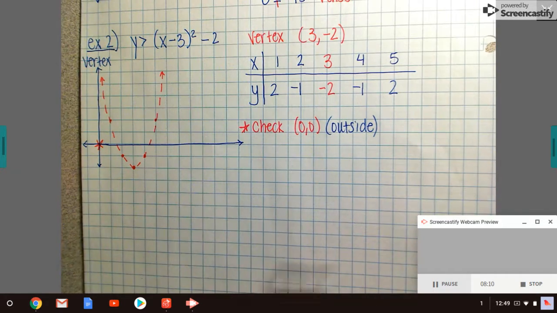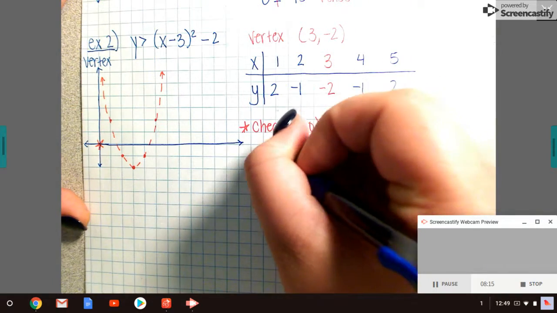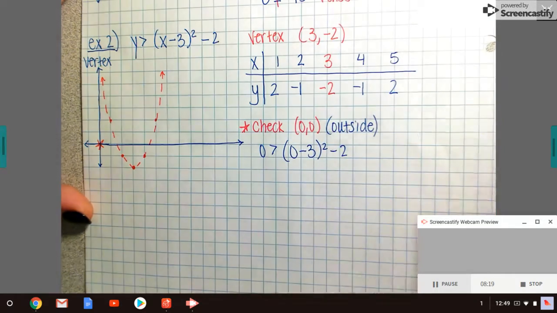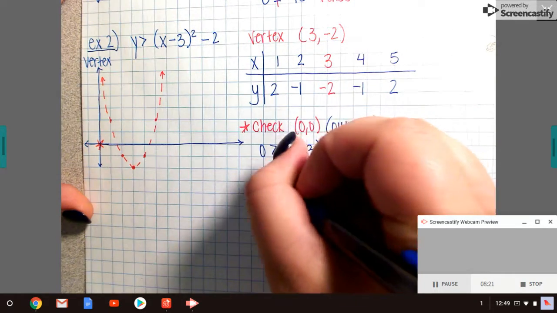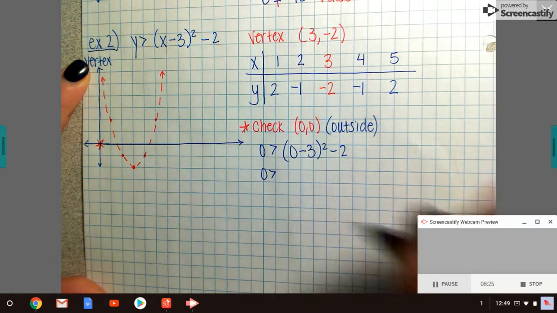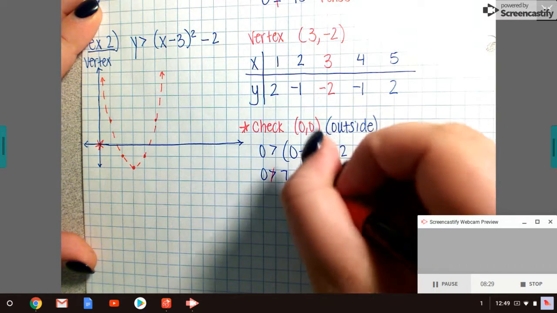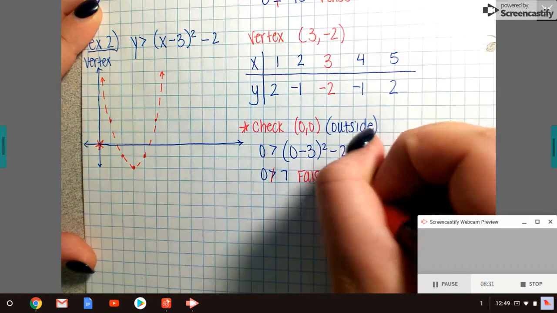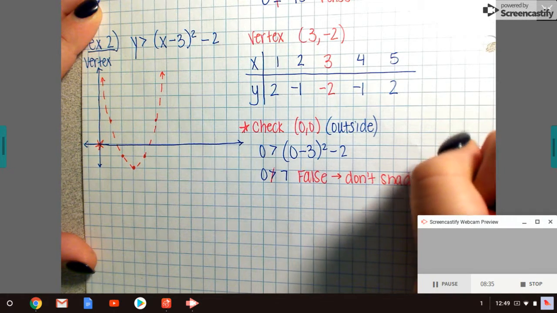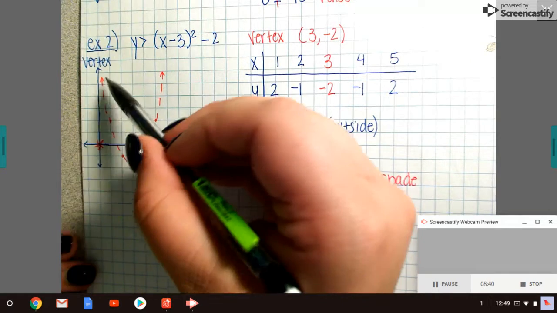So if I were to plug in 0 for all the x's and 0 for the y, I'd have: is 0 greater than the quantity 0 minus 3 squared minus 2, which gives me: is 0 greater than negative 3 squared is 9, 9 minus 2 is 7? Is 0 greater than 7? That's false again, which leads me to say don't shade. So don't shade the outside. That means I should be shading the inside.